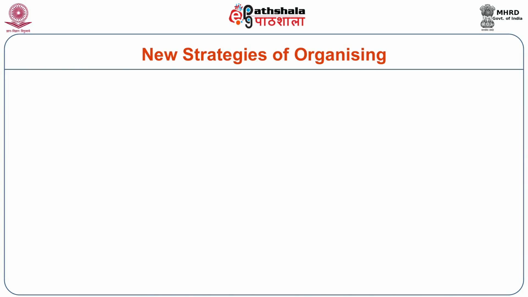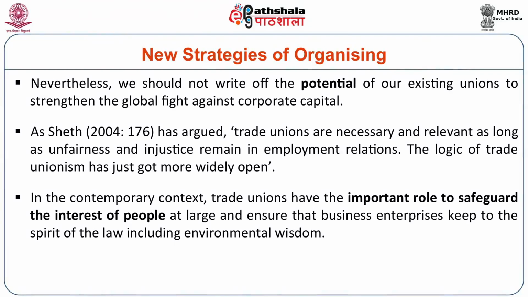Even though established trade unions have failed in India so far, we should not write off their potential, because as N.R. Sheth has argued, the argument for unionism has become much greater today because of the failure of the capitalist globalization process to protect the interest of marginalized workers, including other sections of masses. So the important role of the trade unions, including social movement unions, to safeguard the interest of common people at large has become much greater than probably it was felt a few years back.